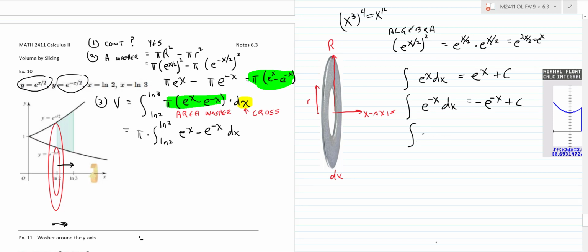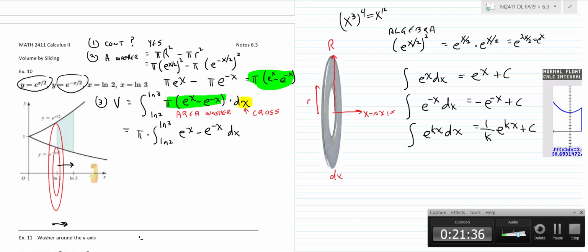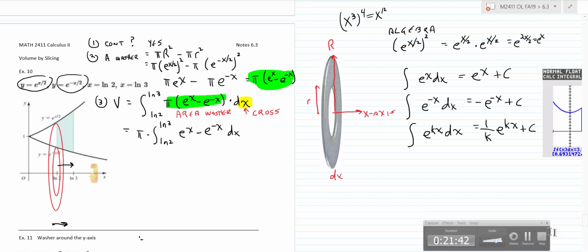Another thing that I'd recommend everybody know, if you don't know this already, is if k is a constant, the integral of e to the kx dx is 1 over k e to the kx plus c. And if you know that formula, it keeps you from having to do u substitution. You do this enough in this class that you should know those three integrals right there. Okay, so let's go ahead and work it out.